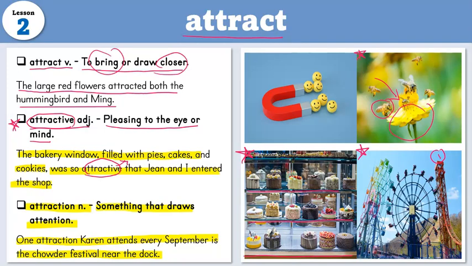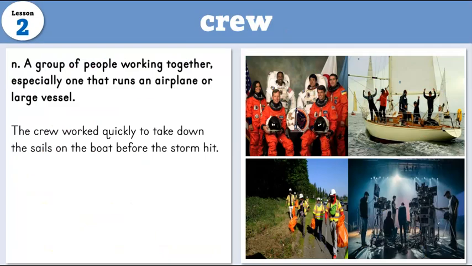We can also describe a place as an attraction. I can say the zoo is a popular attraction in this city. It's something that makes people go there. It draws or it gets their attention. Our next word is crew.